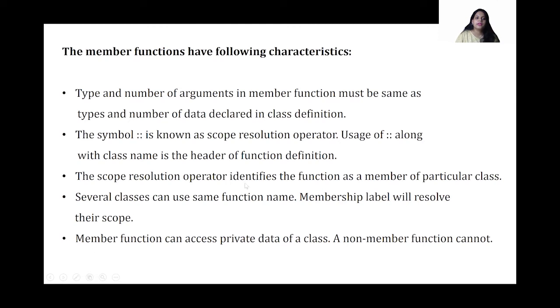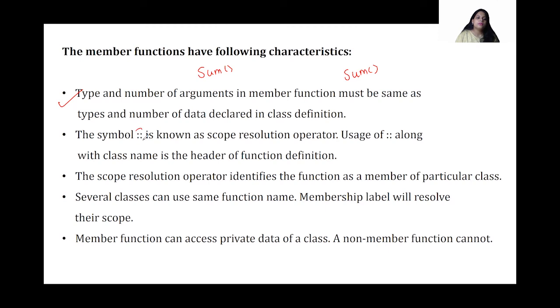Now, let us see what are the characteristics of the member functions, right? The type and the number of arguments in the member function must be the same as the types and number of the data declared in the class definition. So inside the class, if you are saying sum without any parameter, then when you're defining that function also, you should have the same name. You cannot add a parameter here, or the compiler will not recognize it.